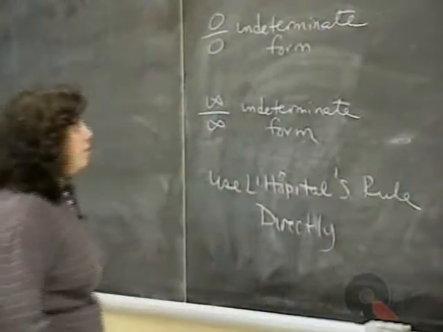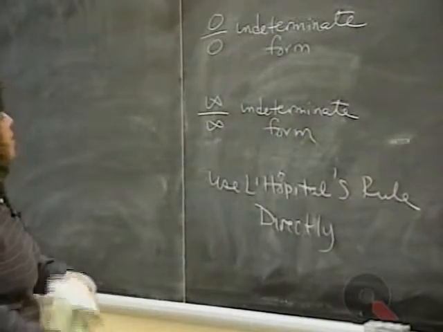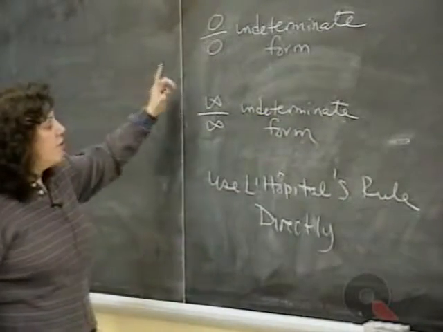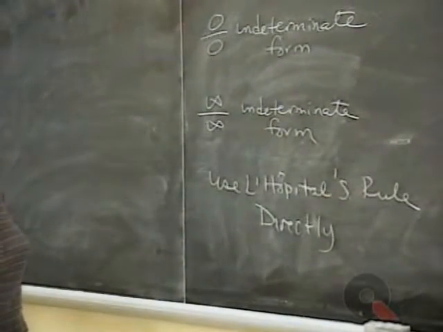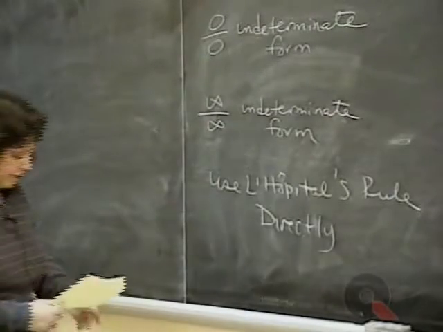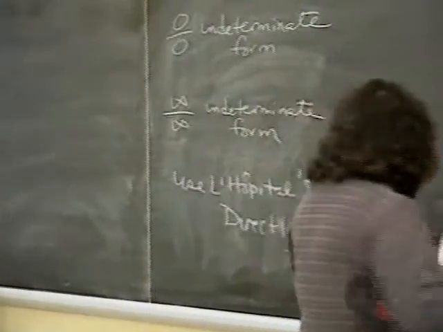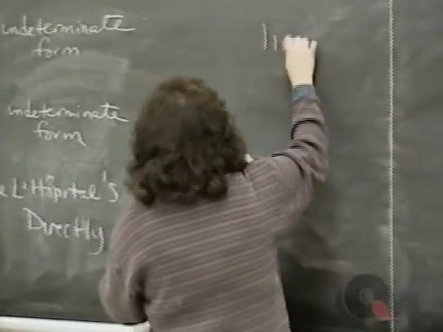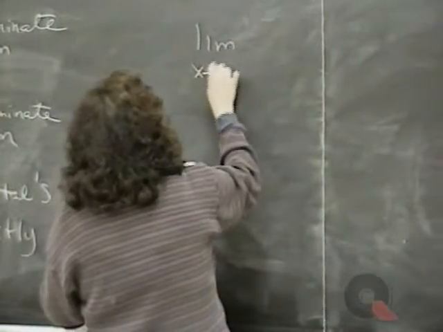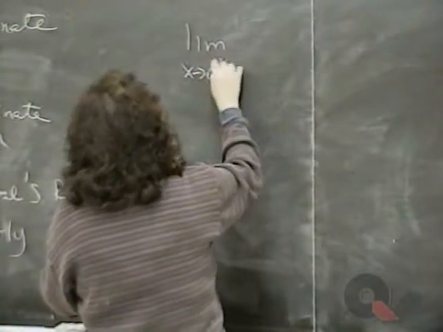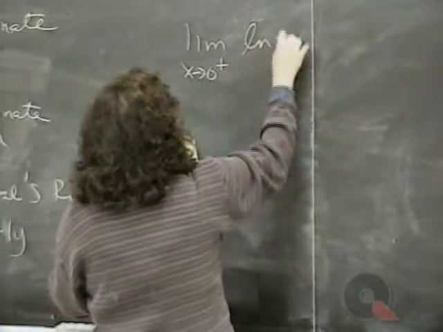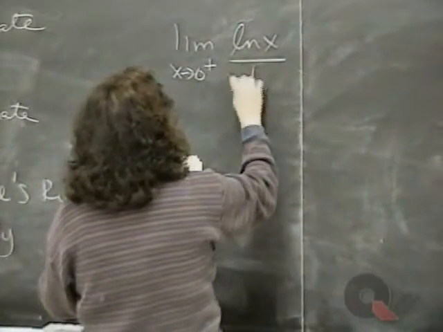There'll be other indeterminate forms I'll be showing you in this video, but only 0 over 0 and infinity over infinity can you use L'Hopital's rule directly on. For example, let's say we wanted to work out the limit as x approaches 0 from the right of the natural log of x over 1 over x.